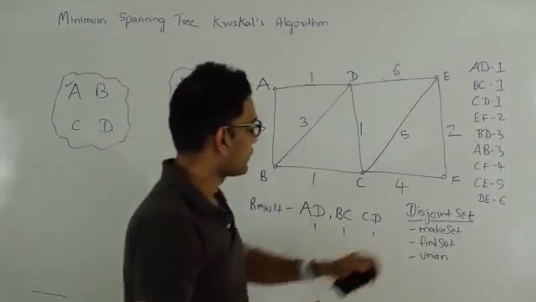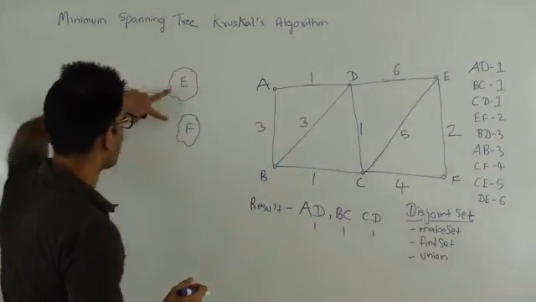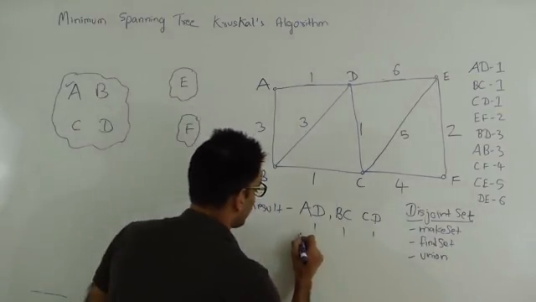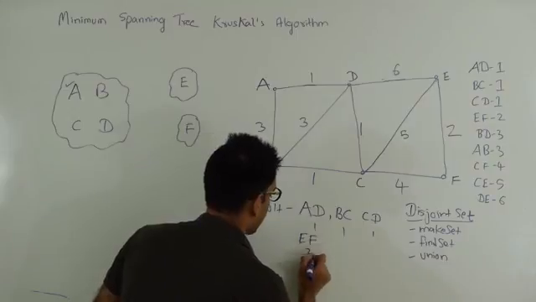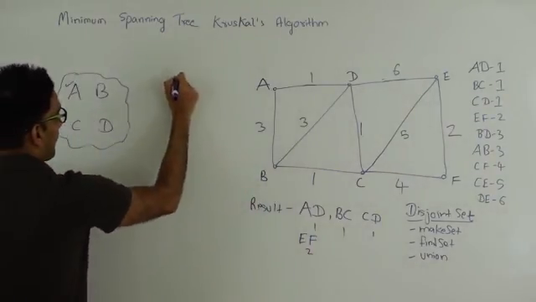Then we are going to pick EF. So E and F are in 2 different disjoint sets. So EF is also in the final result. And we are going to do a union of E and F.